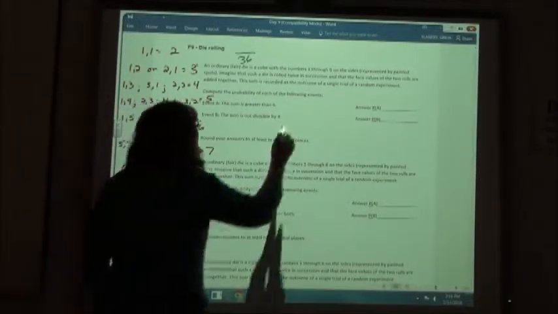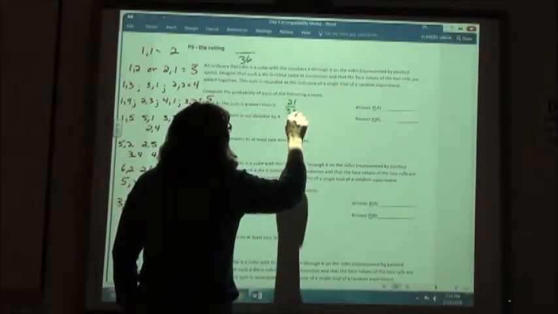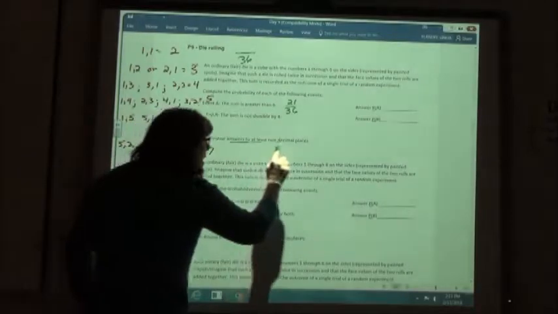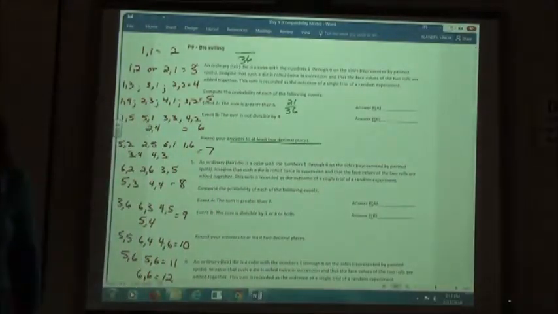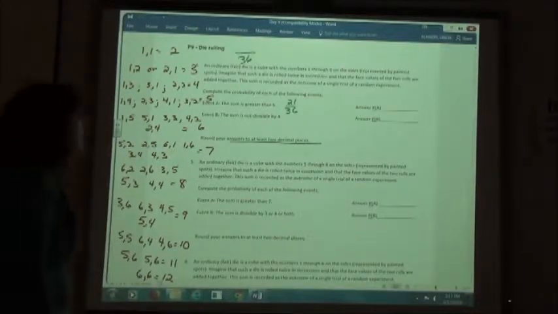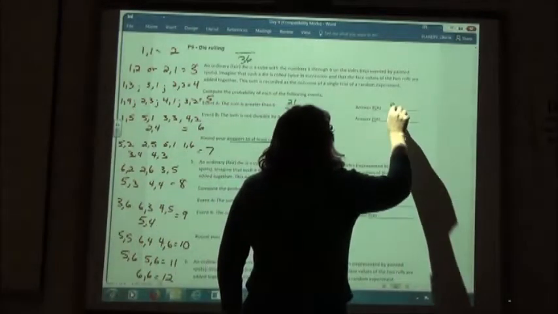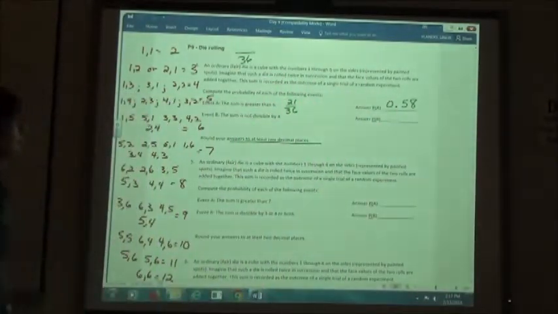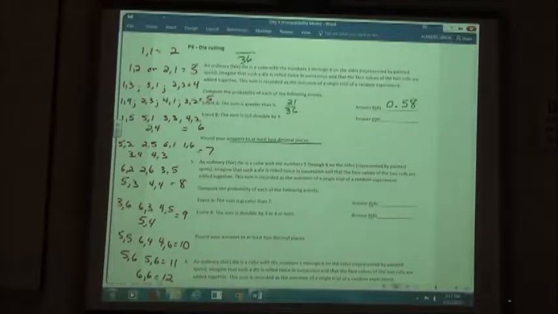21, that's what I got. 21 out of 36. They are going to change these to a decimal. It says round your answer to 2 decimal places. That gives me a clue that they're using the decimal instead of the fraction. So if you take 21 and divide it by 36, you get 0.58. In other words, a 58% chance that you're going to get 7 or higher.